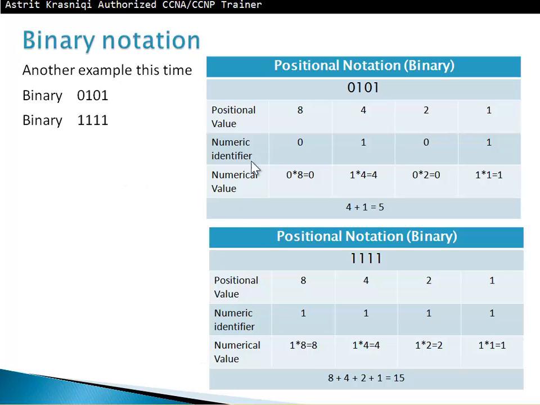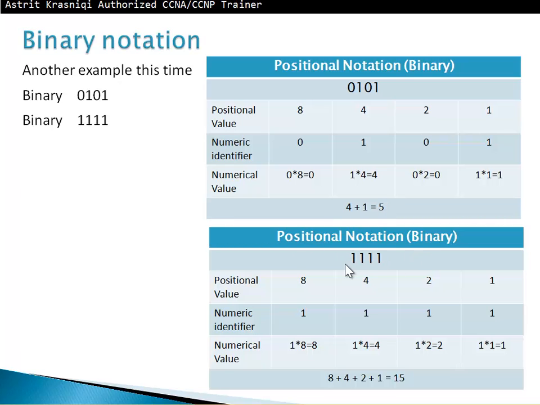So we take a few more examples. In this example, we take another one, 0101 in binary. We put 0 on 8s, 1 on the 4s, 0 on the 2s, and 1 on the 1s. We ignore the zeros, so we just add the 1s. This digit here represents 4, so 1 times 4 is 4, and this digit represents 1s. So 4 plus 1 is 5. So 0101 equals 5 in decimal.